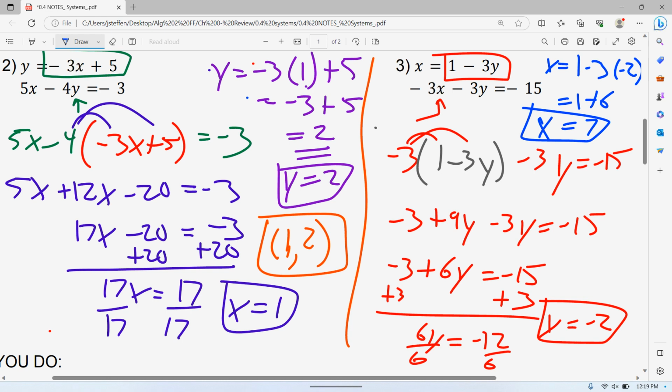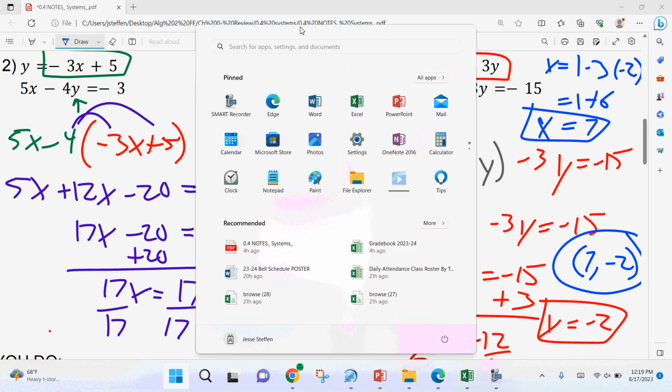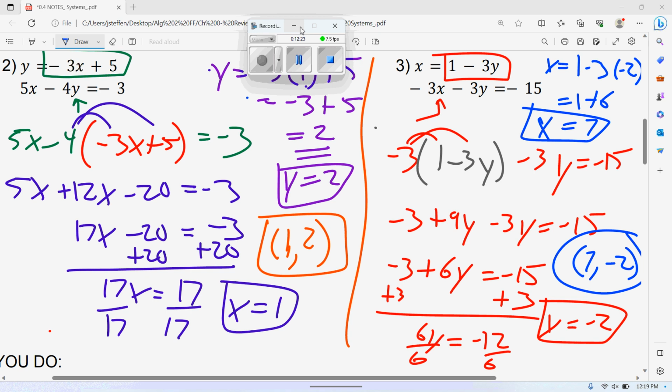And again, as an ordered pair, that one would be (7, -2). If you were to graph those two lines, that would cross at (7, -2). Any question over those at all? All right, go ahead and do the next one on your own. I'll put up the answer here in a second, and then move on to elimination.